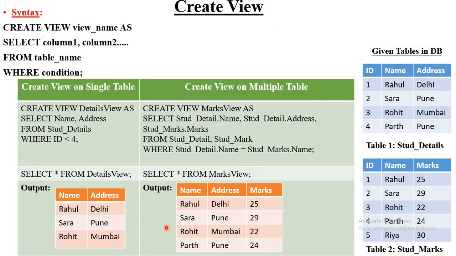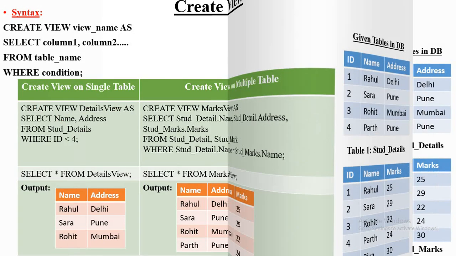We already discussed this in detail, but from your exam point of view, there is a question: what is a view? How to create, update and delete a view. The syntax is simple: create view, view name. Then you mention your query here, like select star from student details where ID less than 4. So this is the syntax.